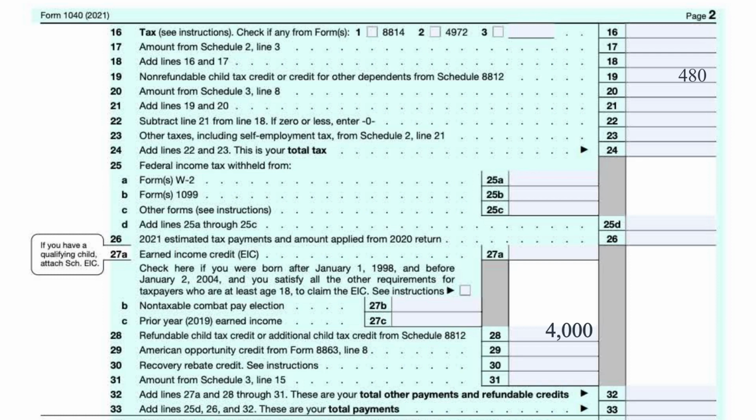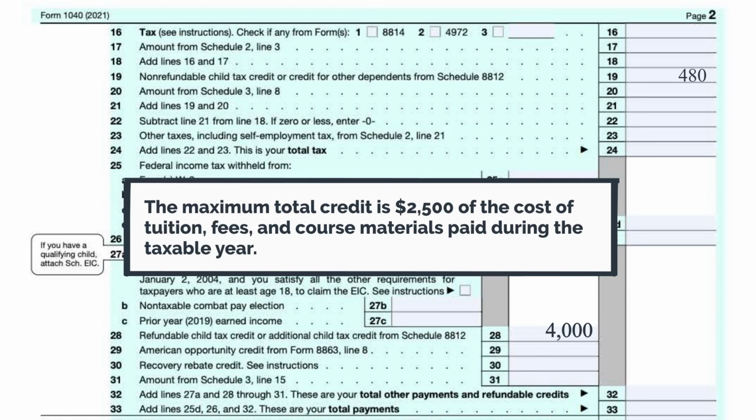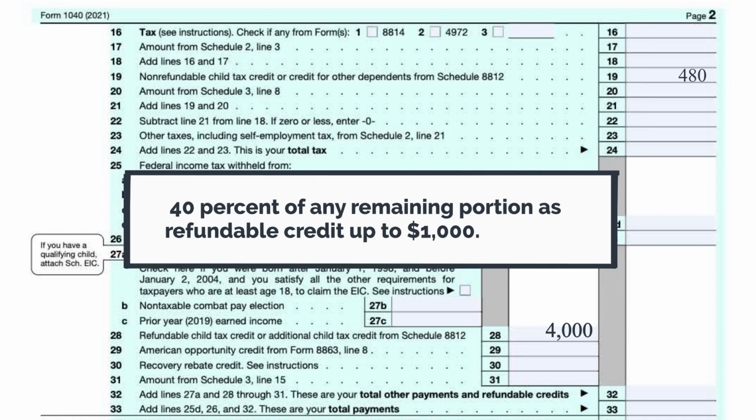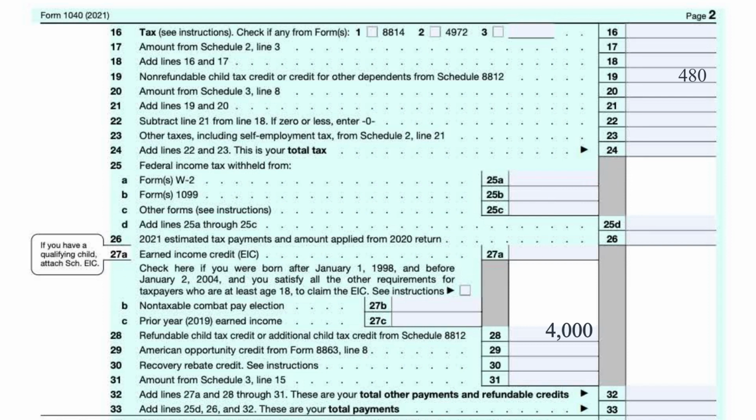The maximum total credit is $2,500 off the cost of tuition, fees, and course materials paid during the taxable year. If the student brings the amount of tax due to zero and does not fully use the credit of $2,500, the student may take 40% of any remaining portion as a refundable credit up to $1,000. Emily did have college tuition expenses, though she cannot take the American Opportunity Credit because it is limited to the student's first 4 years of higher education, and so therefore she took the non-refundable Lifetime Learning Credit.